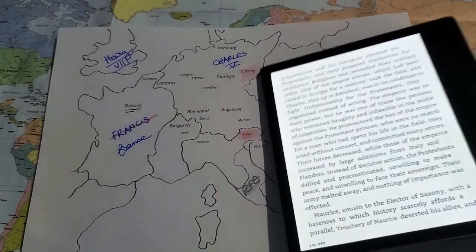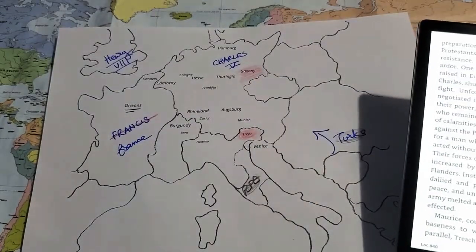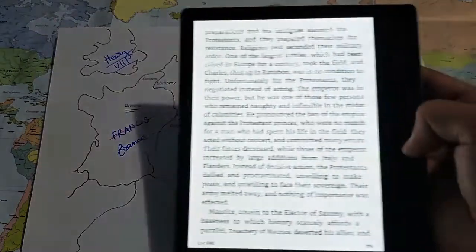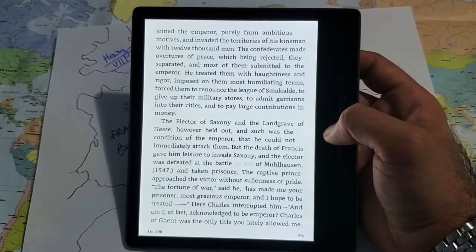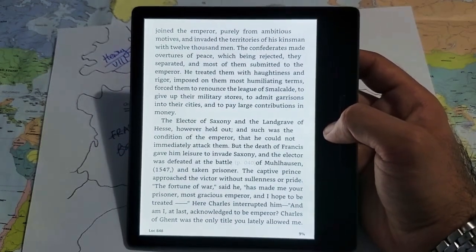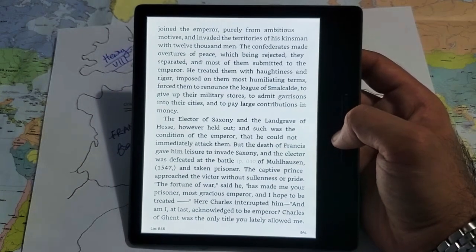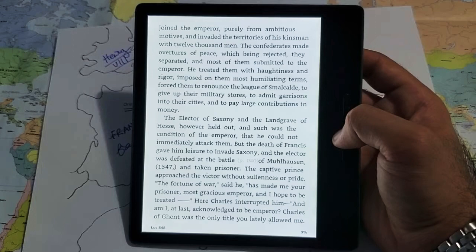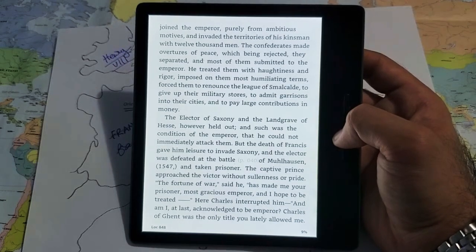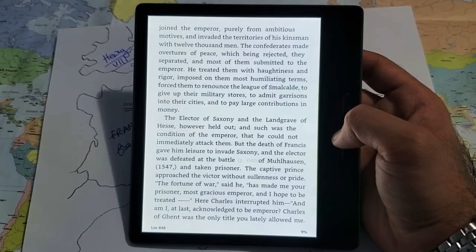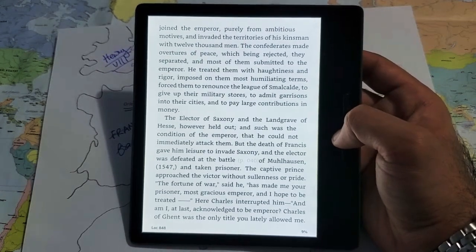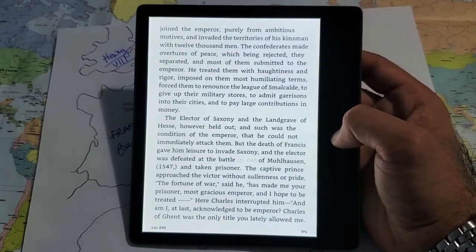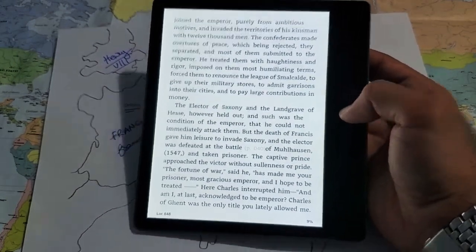So Maurice's cousin, for one of the Protestant princes, the guy who sponsored Luther, he stabs the Protestants in the back. Deserted his allies and joined the emperor purely from ambitious motives, and invaded the territories of his kinsmen with 12,000 men. The Confederates made overtures of peace, which being rejected, they separated, and most of them submitted to the emperor. He treated them with haughtiness and rigor, imposed on them most humiliating terms, forced them to renounce the League of Smalcald, to give up their military stores, to admit garrisons into their cities, occupied by troops, and to pay large contributions in money. The Elector of Saxony and the Landgrave of Hesse, however, held out.